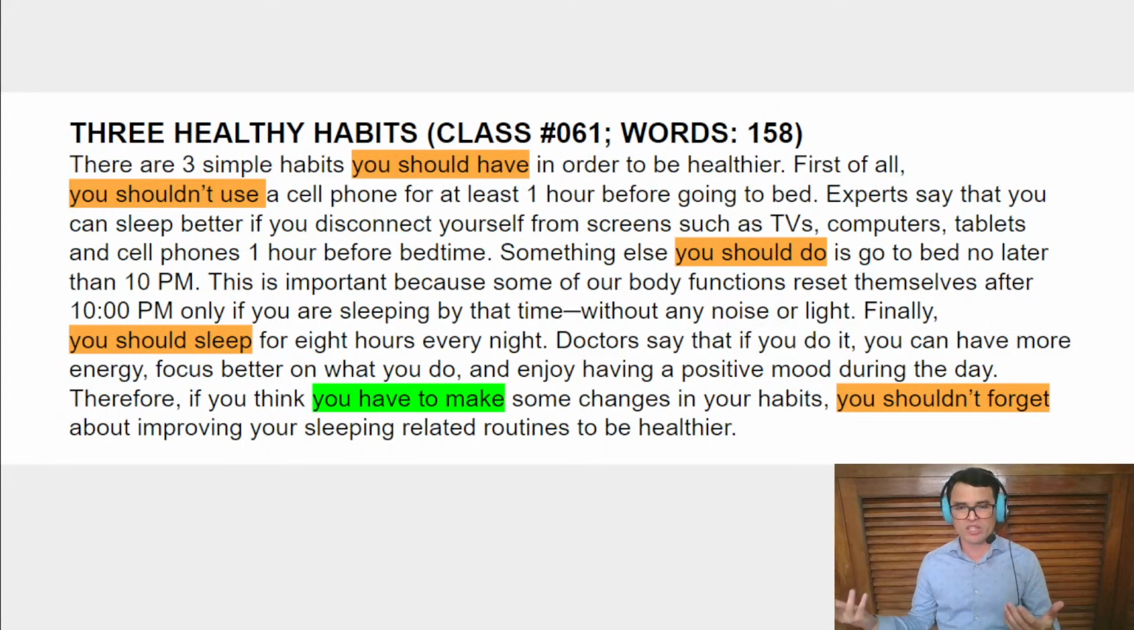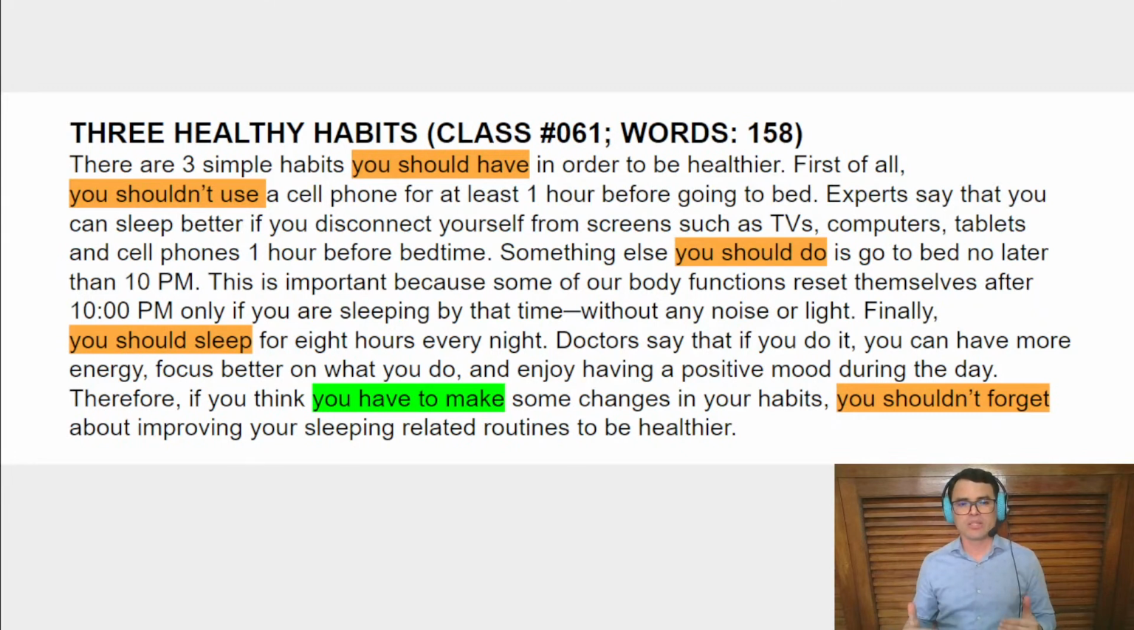It doesn't matter what the subject is. Next, you should do. Subject, you, modal verb should, verb do in base form. Next, you should sleep. Subject, you, a modal verb should, a verb in base form, sleep. Next, you shouldn't forget. Subject, you, modal verb shouldn't, verb forget. Okay? So, one, two, three. Subject, you, modal verb should or shouldn't, and then a verb in base form.